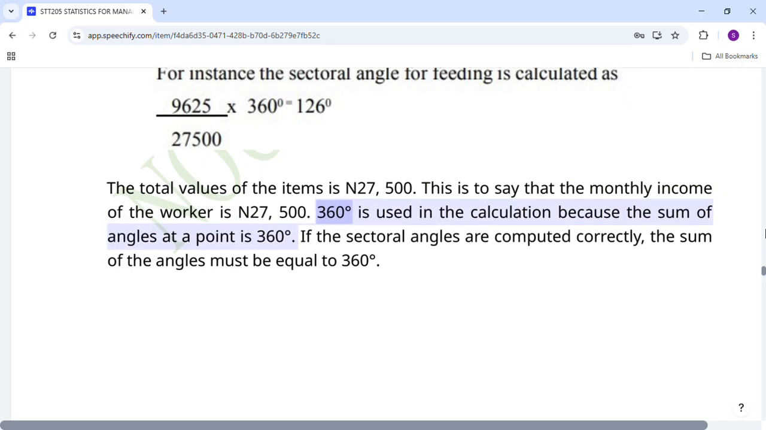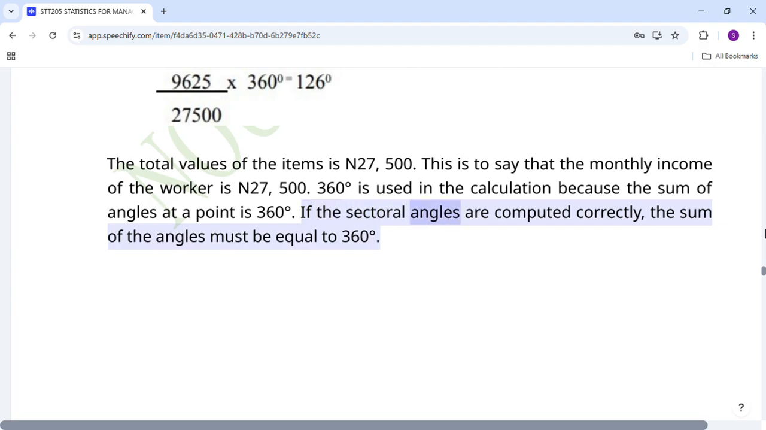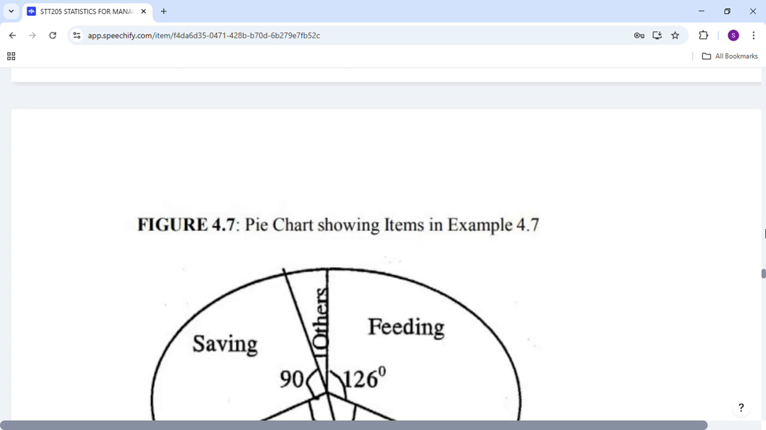360 degrees is used in the calculation because the sum of angles at a point is 360 degrees. If the sectoral angles are computed correctly, the sum of the angles must be equal to 360 degrees. Example 4.8. Suppose the basic elements of cost of a restaurant are expressed as percentages of sales as follows.